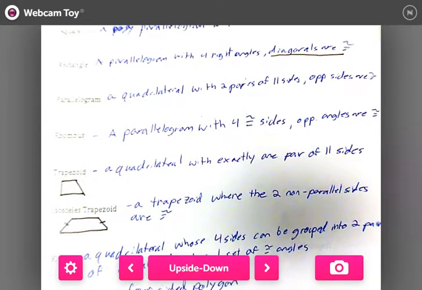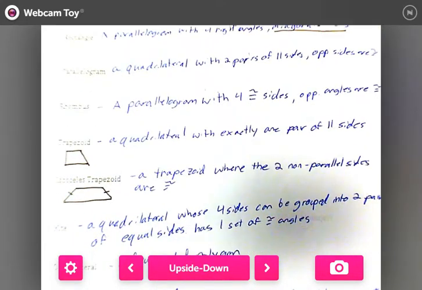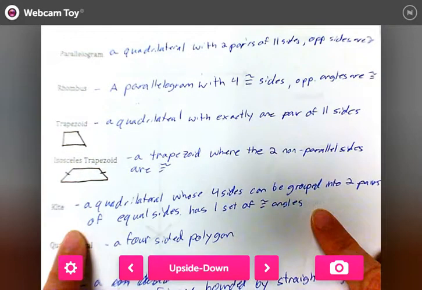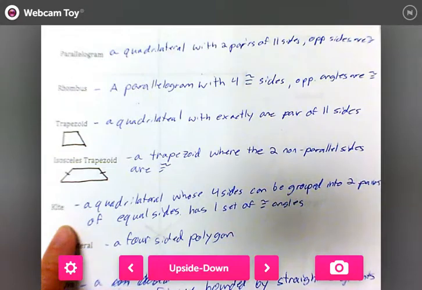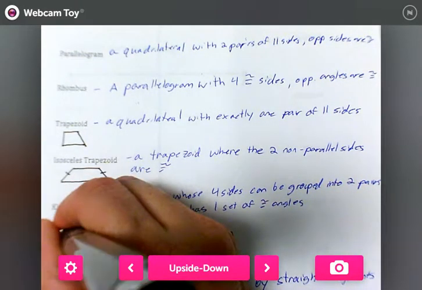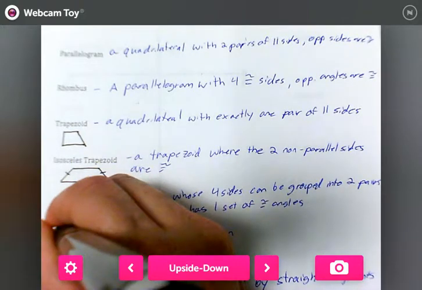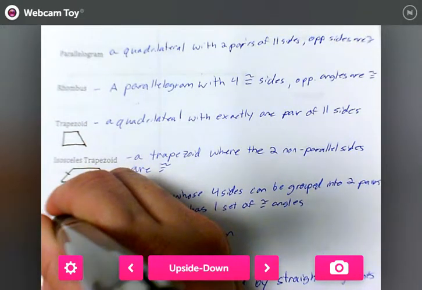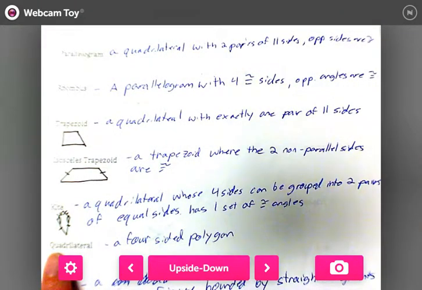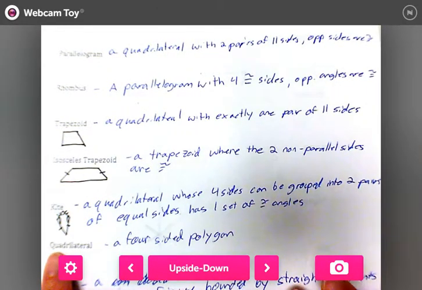Okay, I'm going to move it up. Hopefully you have rectangle. Okay, a kite is a quadrilateral whose 4 sides can be grouped into 2 pairs of equal sides. Has 1 set of congruent angles. Okay, a kite looks just like what you think a kite looks like. These 2 sides are congruent. These 2 sides are congruent. These 2 angles are congruent.